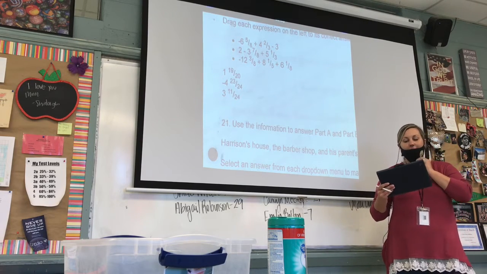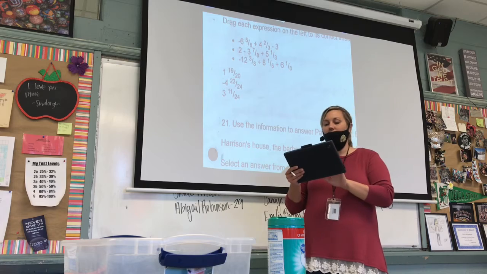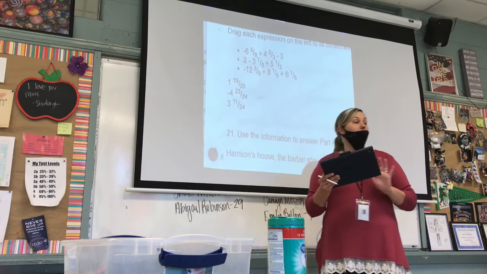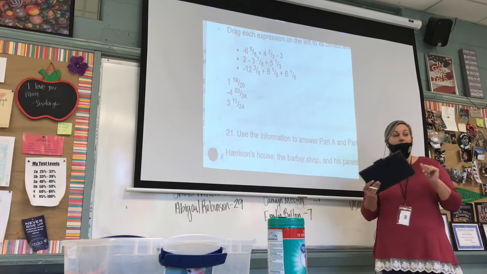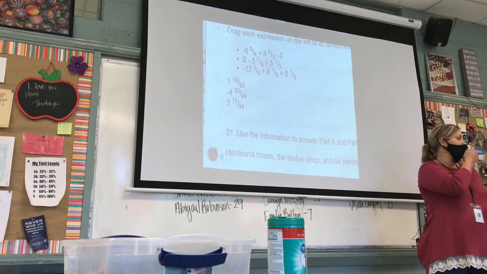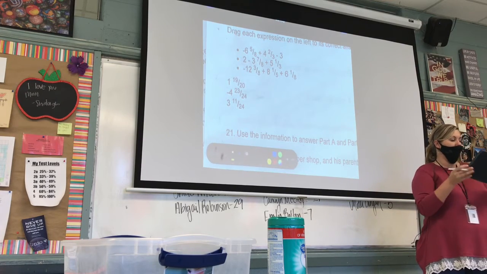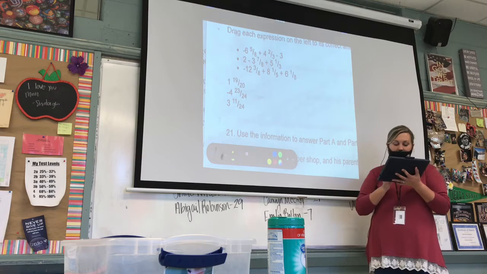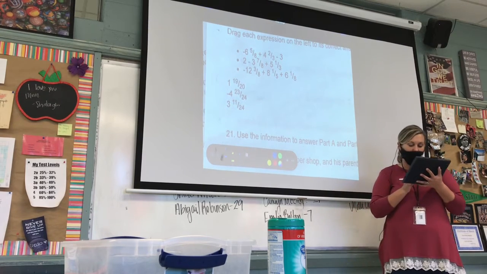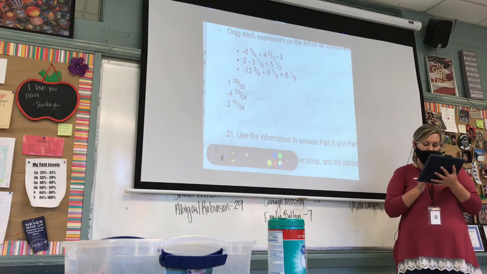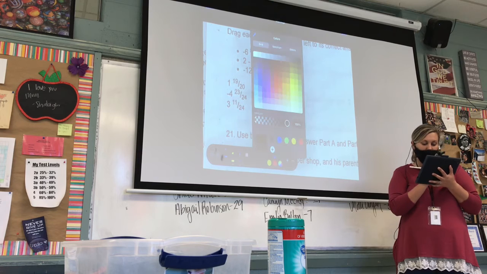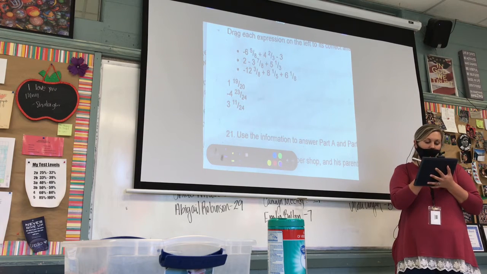Number 20 on the back says drag each expression on the left to its correct answers. So all we're going to do is get some scratch paper and change these fractions to decimals. Start with the first one. What is negative 6 and 5/8? 6.625. Good.